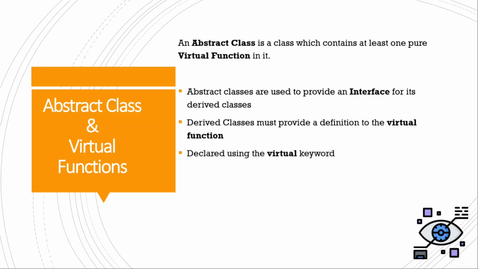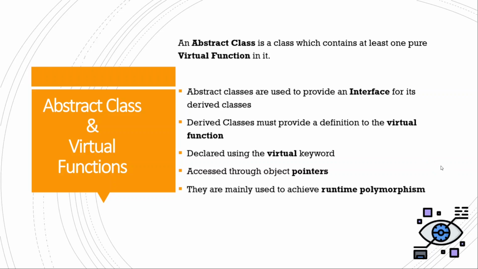These virtual functions are declared using the virtual keyword, and the keyword virtual actually precedes the normal declaration of a function. Virtual functions are usually accessed through object pointers, and when the function is made virtual, C++ determines which function is to be invoked at the runtime. And this is based on the type of the object that the base class pointer is pointing at. And of course, they are mainly used to achieve runtime polymorphism.